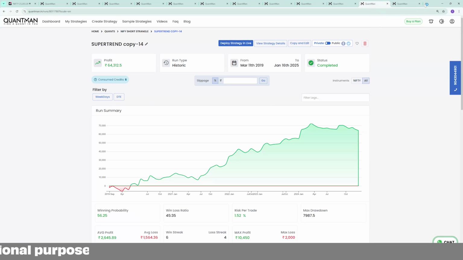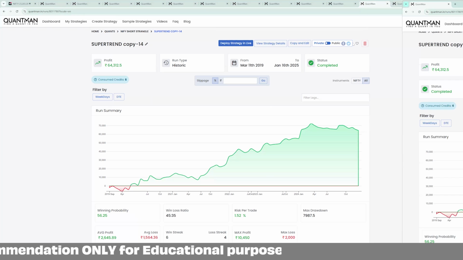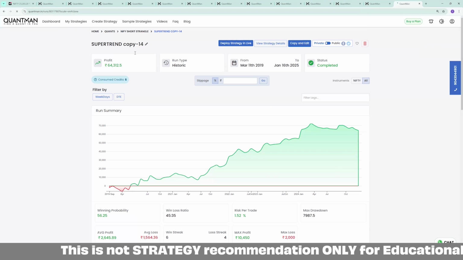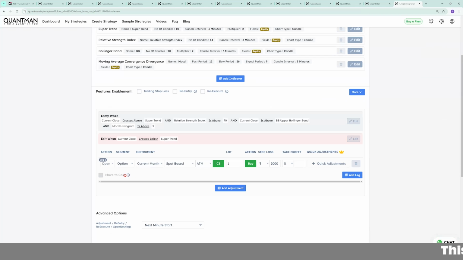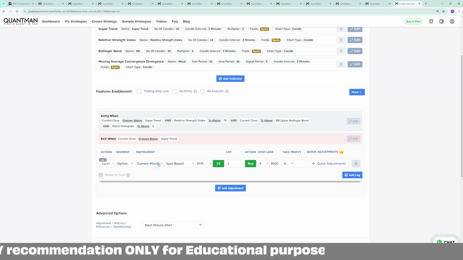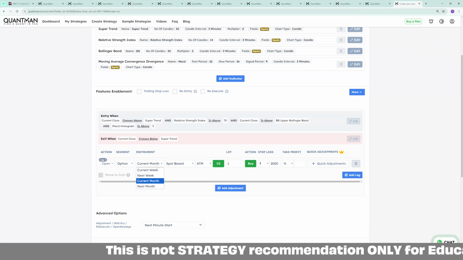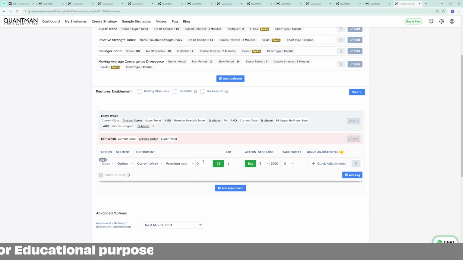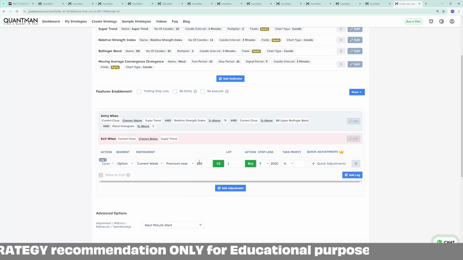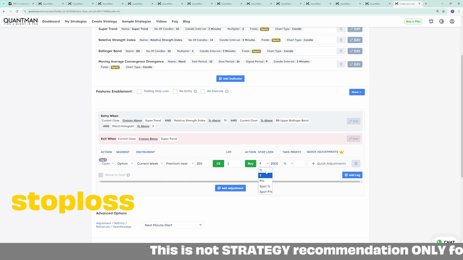I do one more backtest, which is on options. Here I change from future to option. Right now I want to trade on options. Actually, if you add a hedge, your cost will increase. This is for backtest purposes. Current week, spot based, future based, strike, whichever strike you want, premium based. We actually use premium with the 250. If you are using premium, you can use stop loss.